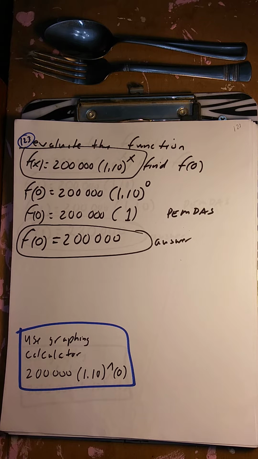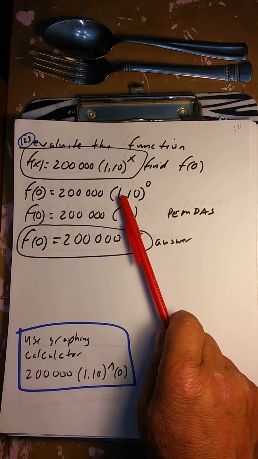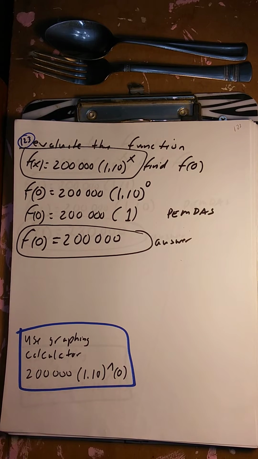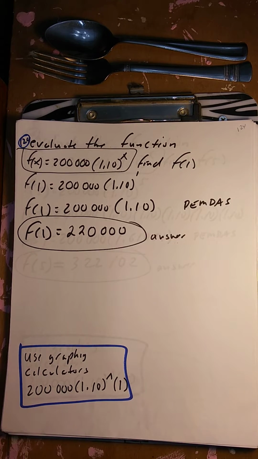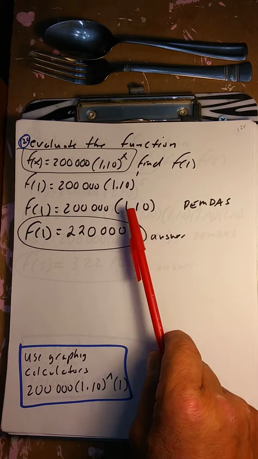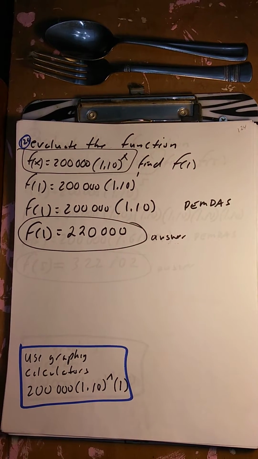Alright, 200,000 times 1.10 to the x. Put a 0 in there. Any number to the 0, as long as it's not 0, any non-zero number to the 0 is going to be 1. So 1 times that is 200,000. Evaluate the exponential function f of 1. So put a 1 in there. 1.10 to the 1 is 1.10. 1.10 times 200,000 is 220,000.